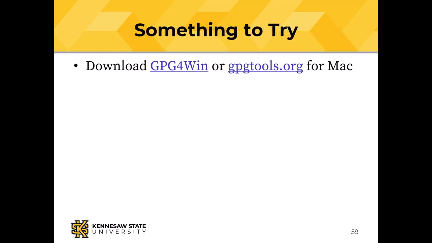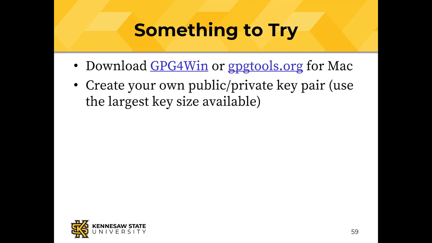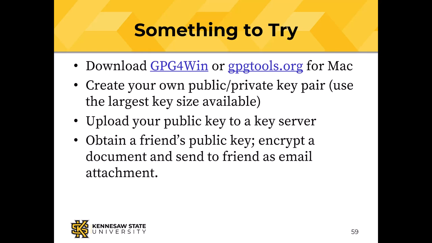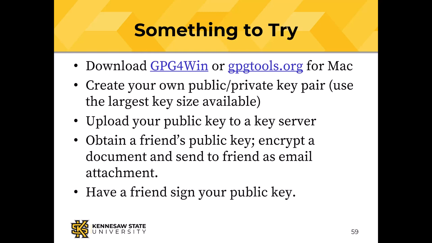Something to try, if you are using Windows, get GPG for Win, or for Mac, GPG Tools. If there are any Linux types in here, GPG for Linux also. Create your own public and private key pair. Use the largest key size that is available for the application that you've got. Upload it to a public key server. Get a friend's public key and try to exchange email. Have your friend sign your public key.